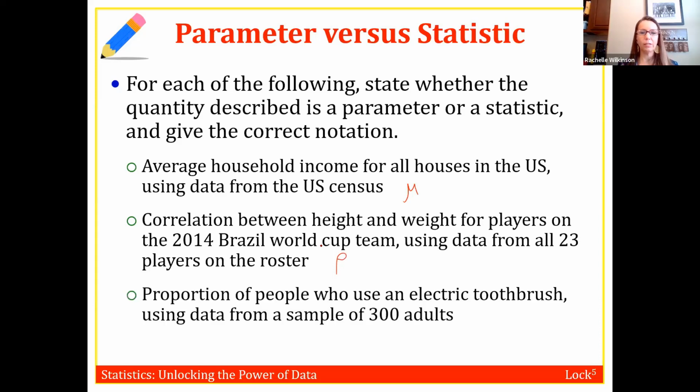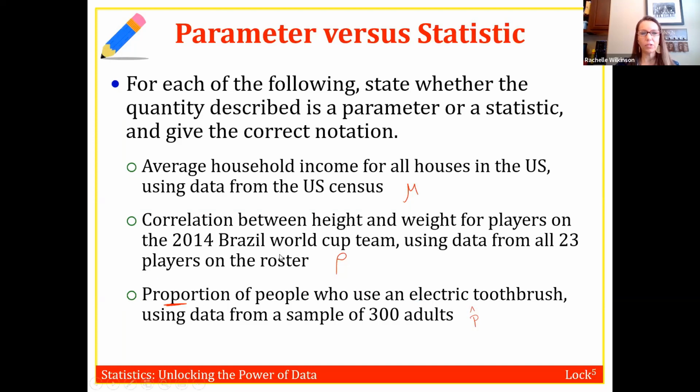All right, next one. The proportion of people who use an electric toothbrush using data from a sample of 300 adults. So are we talking about a statistic or a parameter here? Statistic, because this one came from a sample. So we're definitely dealing with a statistic. And what's the symbol, the notation for the statistic that we're looking at on this one? P-hat, excellent. So we're dealing with a proportion on this one.